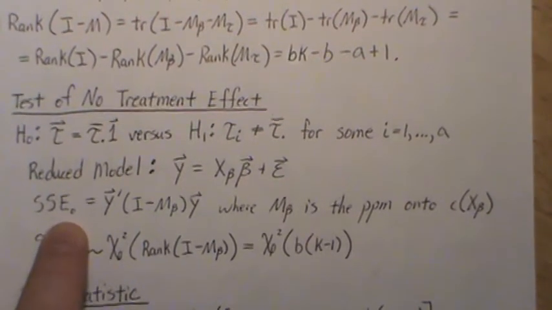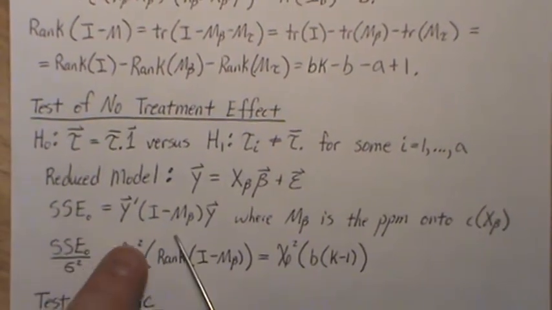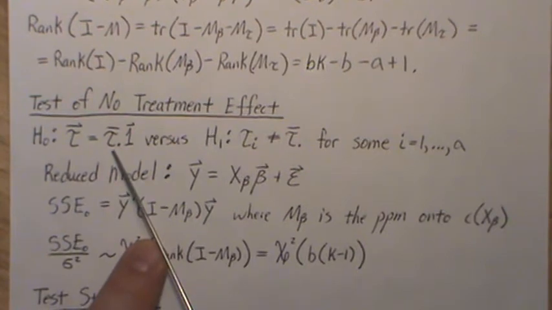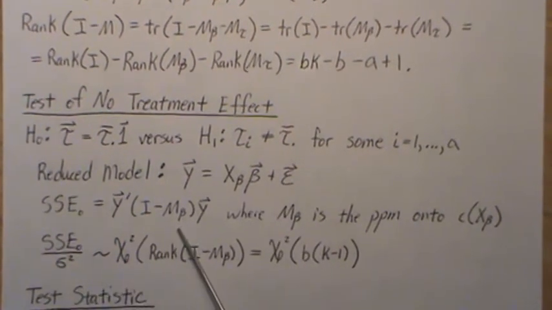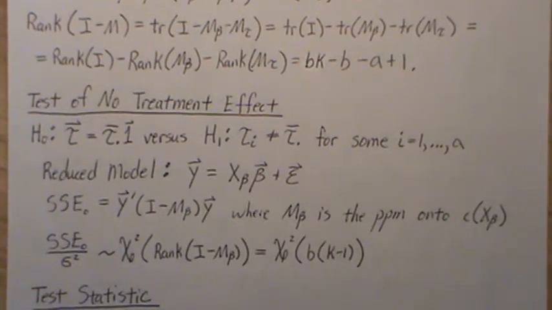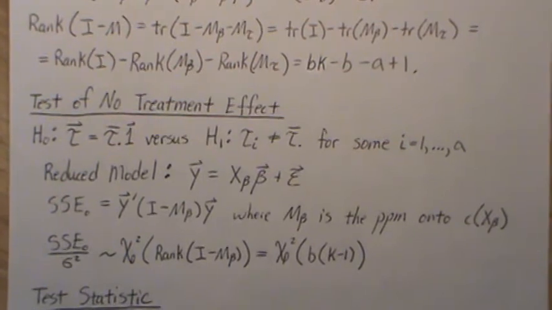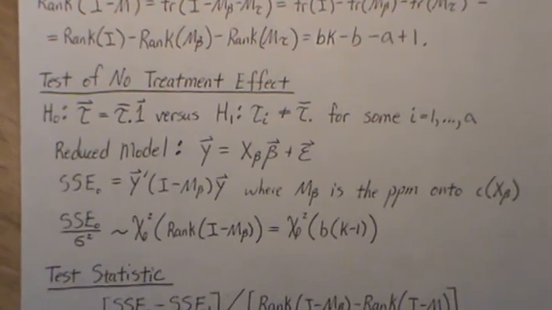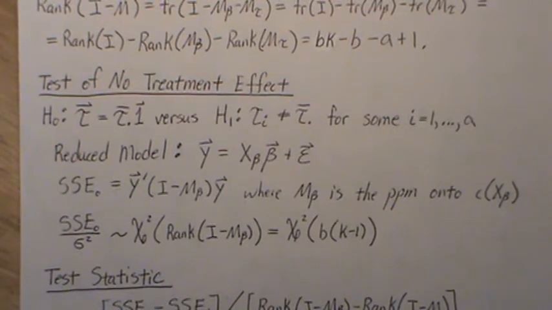So that's why there's an S0 here. On the previous page, we had an S1. So this is the sum of squares under the null hypothesis, and the full model is the sum of squares under the alternative hypothesis. Now here, since we got rid of the taus, M beta is the perpendicular projection matrix on the column space of X beta, and that's what we want. So this is the sum of squared error, and it is distributed as a central chi-squared with BK minus B minus 1 degrees of freedom.